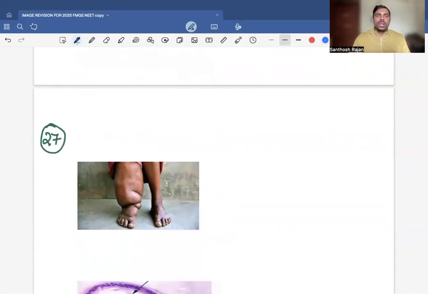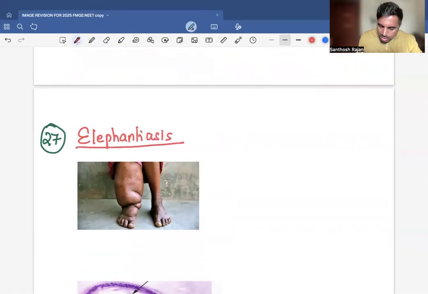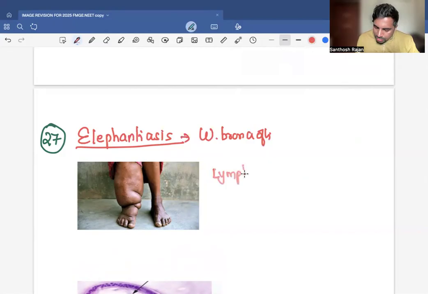Yes, this is your, which one? Elephantiasis. So I'm going to write it here. You know very well, elephantiasis is caused by Wuchereria bancrofti. So in a single line, basically the lymphatic system is affected. Here the lymph is affected, so we call it lymphatic filariasis. Okay, now you know this.